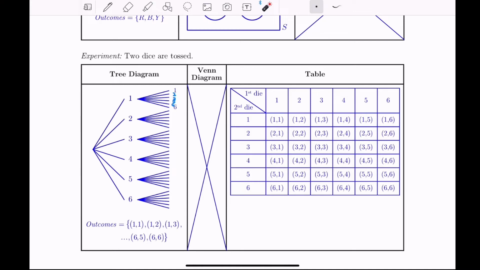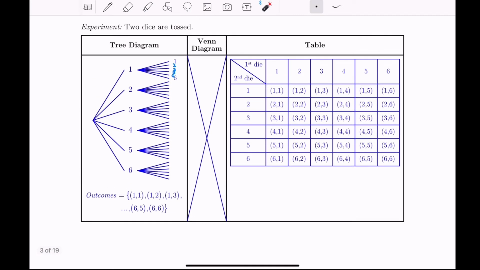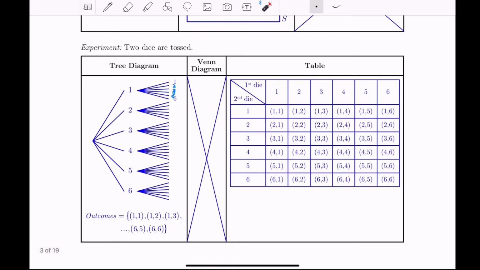Okay, so it is much easier to use a table compared to a tree diagram for this experiment. So it actually depends on the experiment that we have. Sometimes it's better to use a tree diagram, especially when it involves flow of events or flow of actions. And we usually use a table when we have like two different categories, or two things at the same time. Then we use a table.